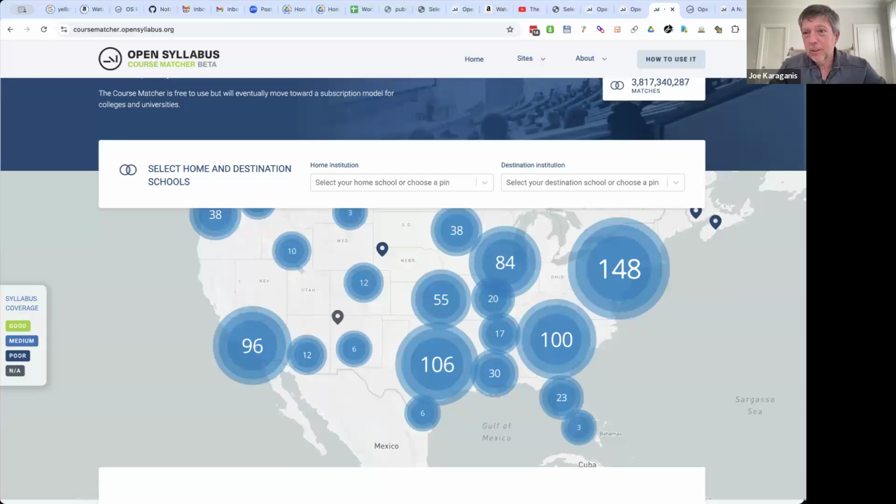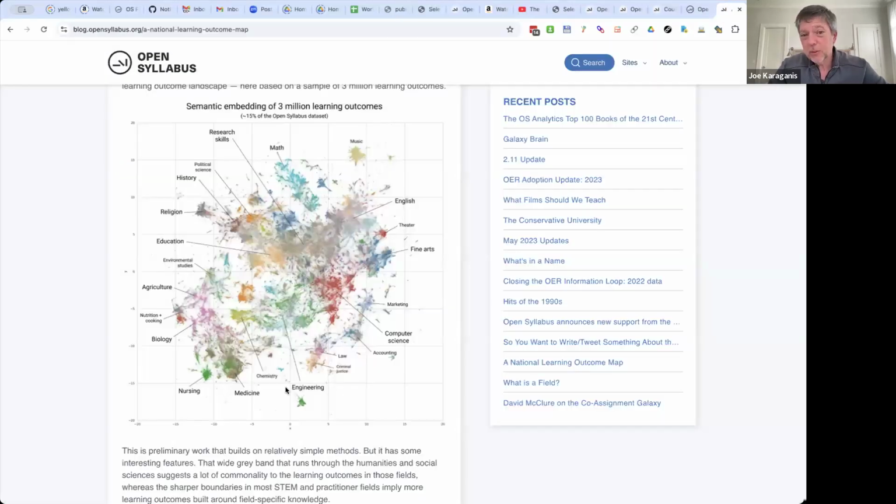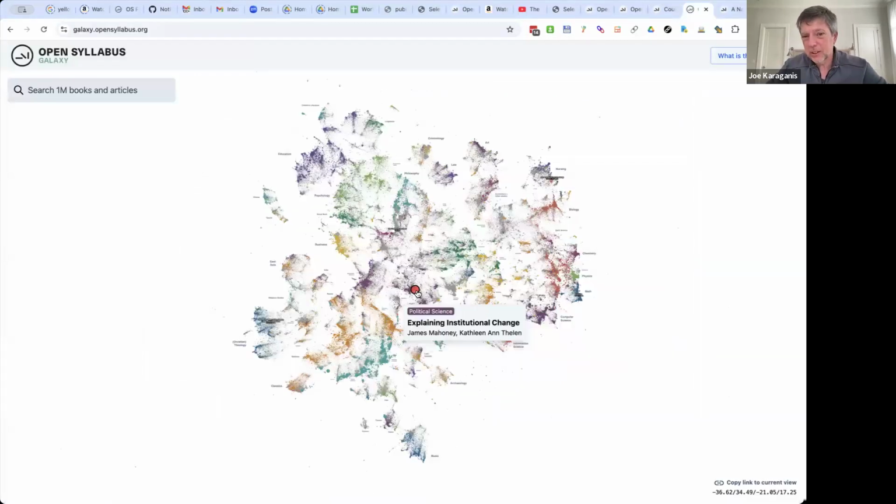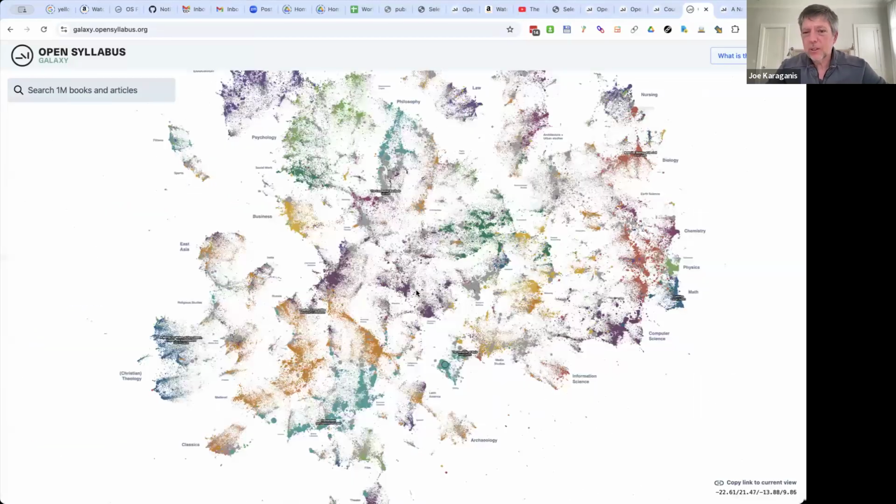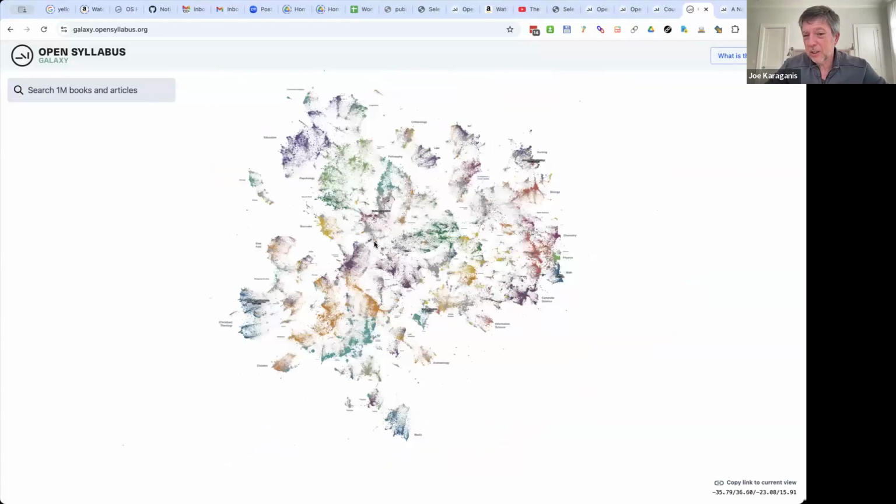And to give you a very, very rough preview, when we began to map learning outcomes across the corpus, I should say that the conversation piece for Open Syllabus work is the co-assignment galaxy. It's probably the best representation of higher ed overall as currently exists. This is a map of the top 1,000,000 assigned titles across all of higher ed, or I should say Anglophone higher ed.